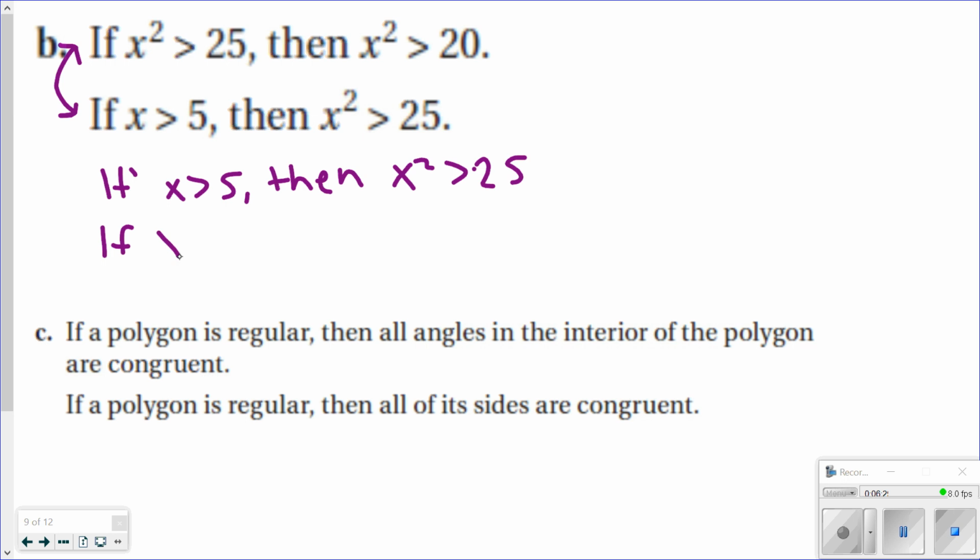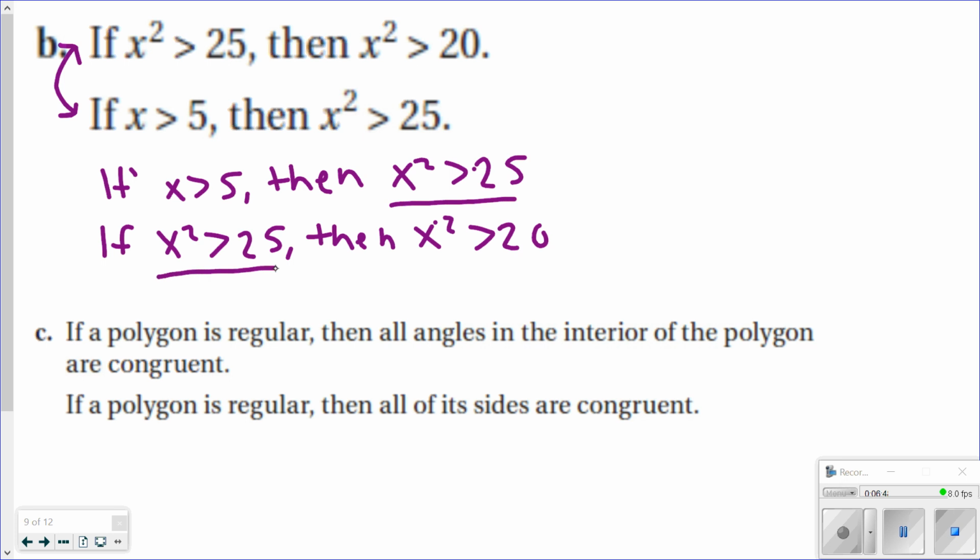If x squared is greater than 25, then x squared is greater than 20. So once again, I just took my original sentence and flipped them around. Now we'll see we have our R's that match. So this is going to be R, this is going to be R, which means this statement is my P statement, and this statement here is my Q.